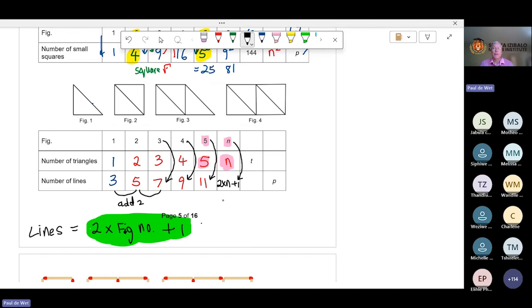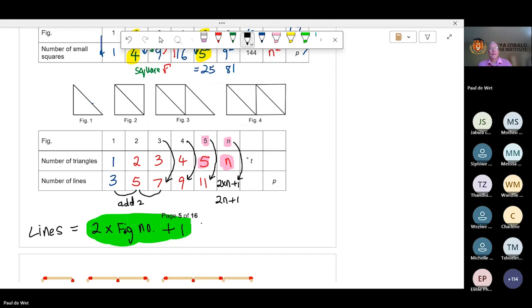All right, guys, the way in maths we're going to write 2 times n is 2n plus 1. Now, a lot of you are finding this difficult because it's got the variable in it. Okay. Now, I want us to think about this.